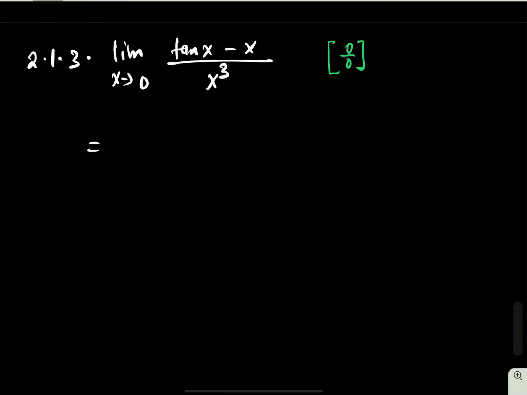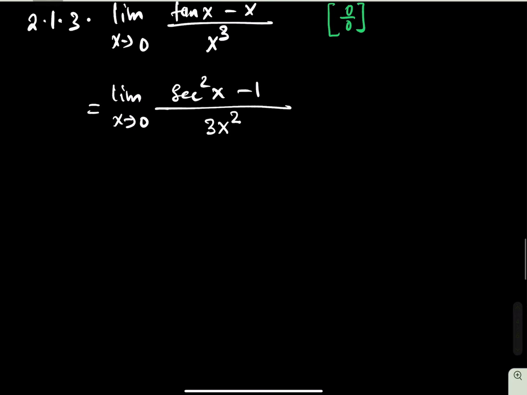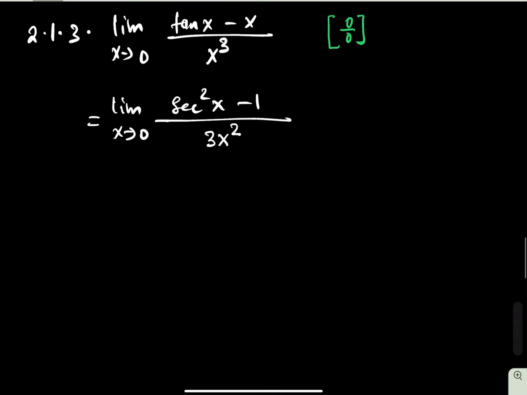You are going to have the limit as x goes to 0 of the derivative of the numerator. If you derive tangent, you get secant squared of x. You derive x, it's 1. You divide by the derivative of x cubed. That's ordinary functions, and you get 3x squared. All right. So you do the same stuff. You take 0 and plug it here. So sec squared of 0 is 1.